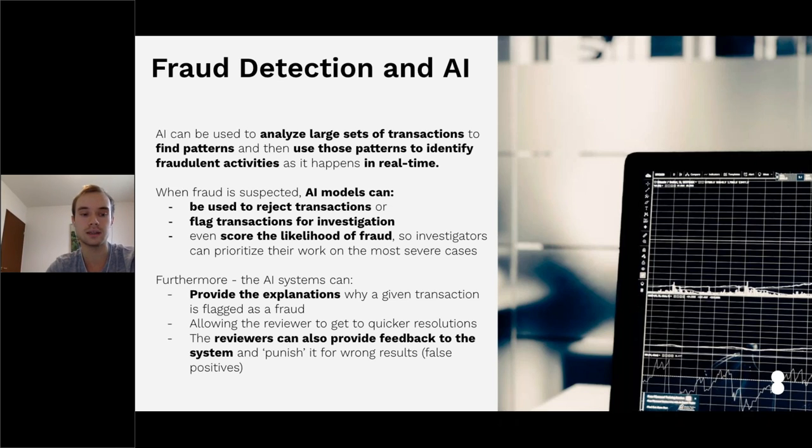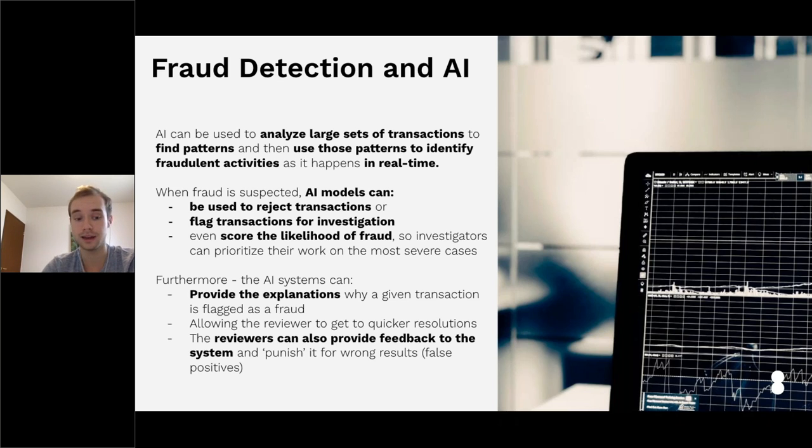Across all kinds of different industries, there exist large databases of transaction data that contain patterns, and AI can be used to recognize those patterns and recognize deviations from expected behaviors. And this can be achieved in real time. So upon detection of a likely fraud, a transaction anomaly detection system could automatically reject a transaction. It could flag it for further investigation, or it could give it a ranking in terms of severity so that experts can focus their work on the most important anomalies.